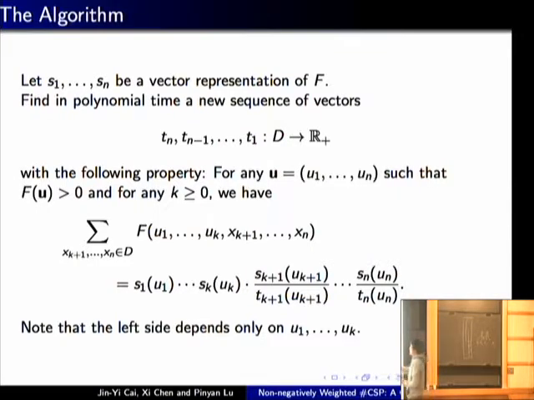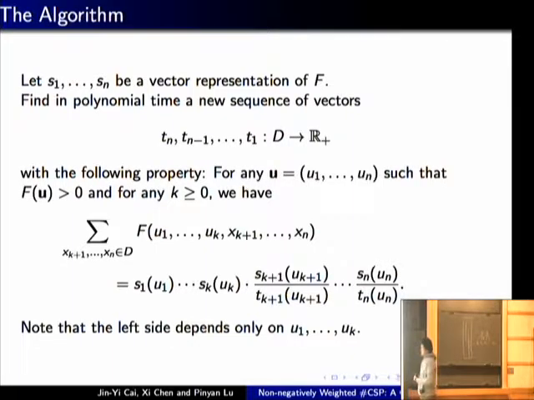The property says that you can pick any assignment u. The only condition I have is f of u is positive, so u is not a hole. And then you pick any index k, and we get this equation. The left-hand side is that you fix the first k variables to be u1 up to uk, and you sum over the rest of the variables. And the right-hand side is really simple. It's just the product of these n numbers given to you by these S vectors and these T vectors.